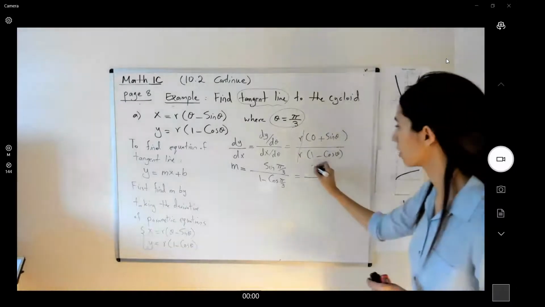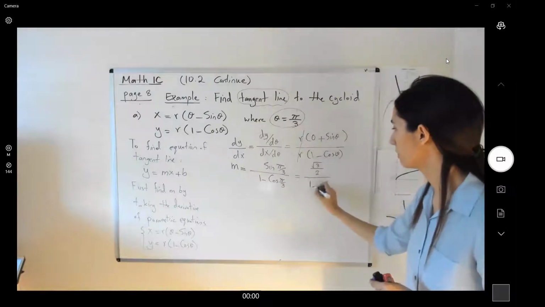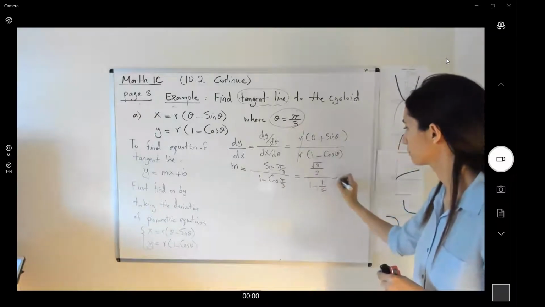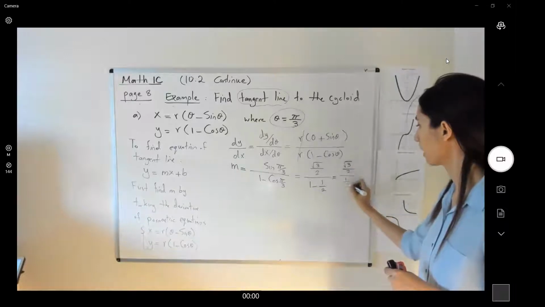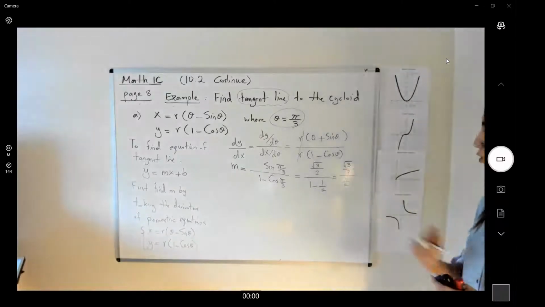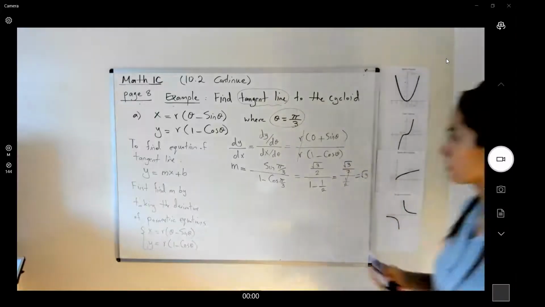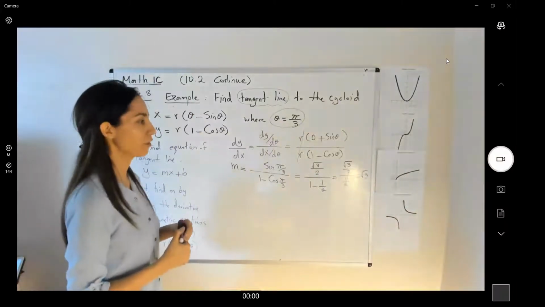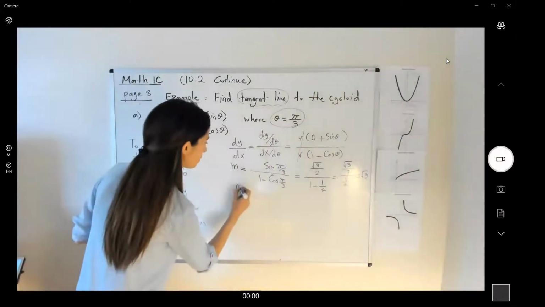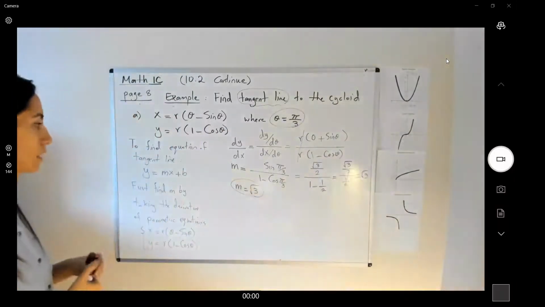This is square root of 3 over 2, divided by 1 minus a half. You get square root of 3 divided by 2 over a half. So you can cancel out 2 and 2. This is square root of 3. Slope of the tangent line is equal to square root of 3. Very good.